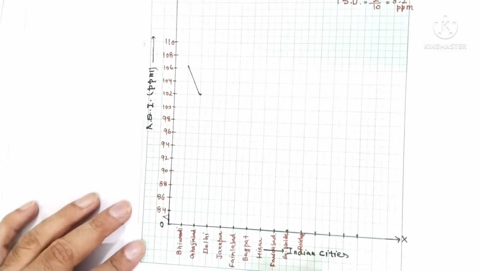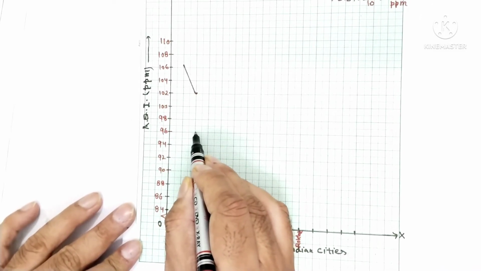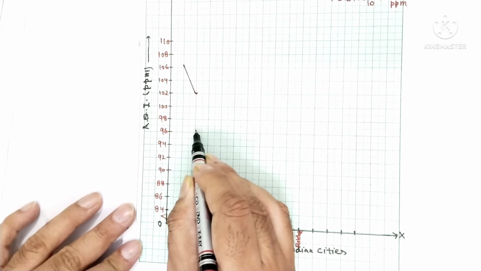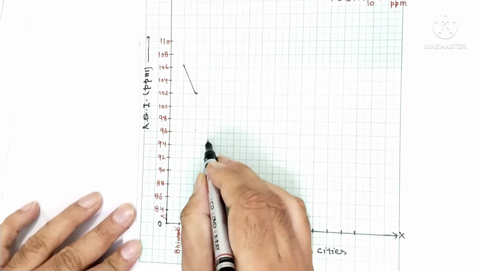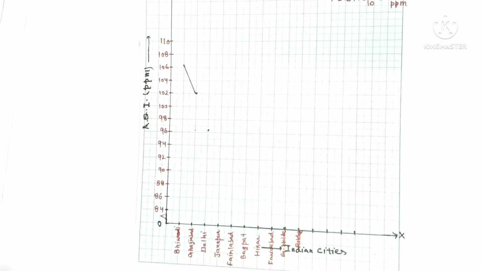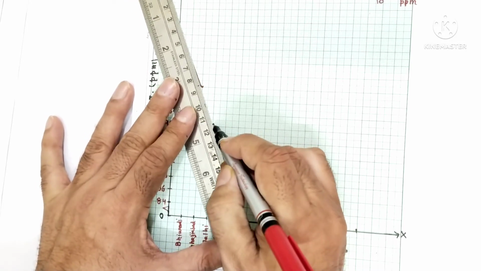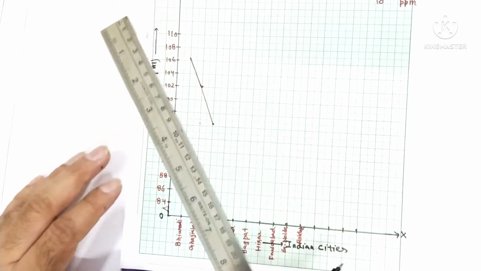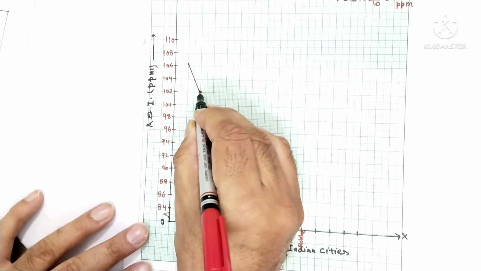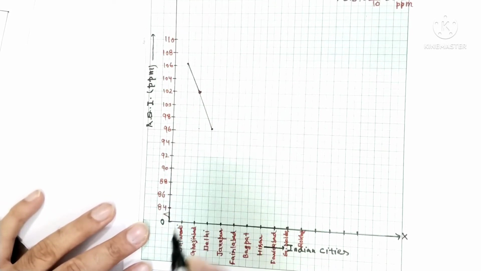Delhi is 96.4. This is Delhi, 96. After 96, 2 divisions more. This is Delhi 96.4. So you will draw this and join. This is 96.4. Keep on darkening this because later on you are to write the coordinates also.